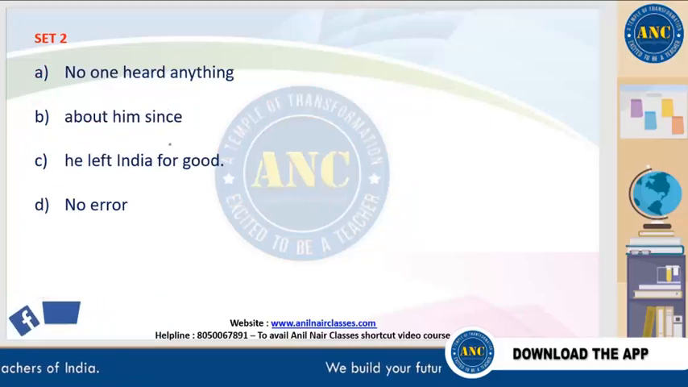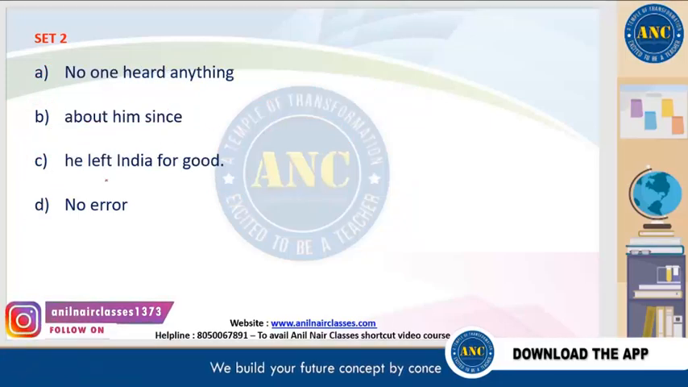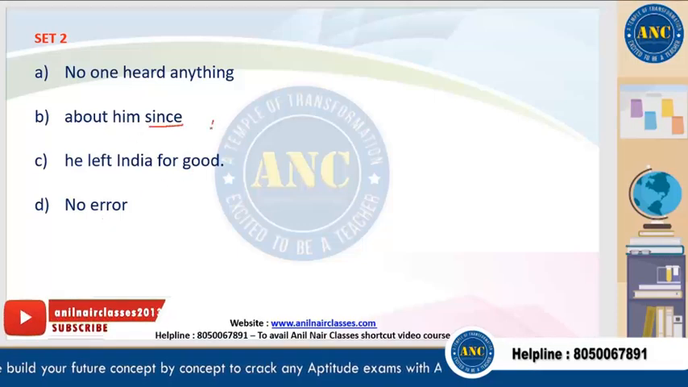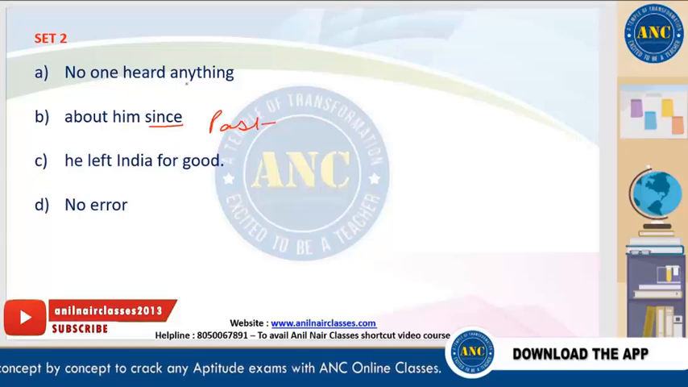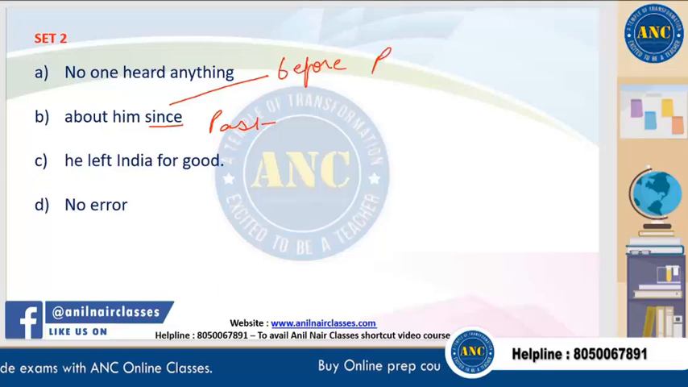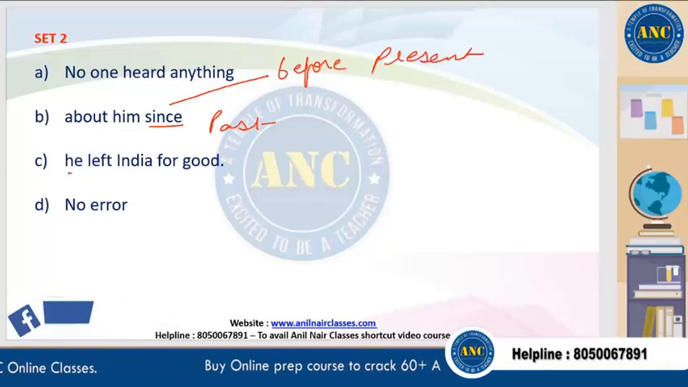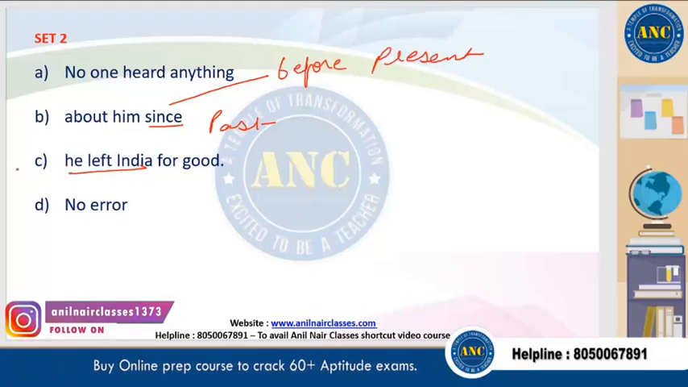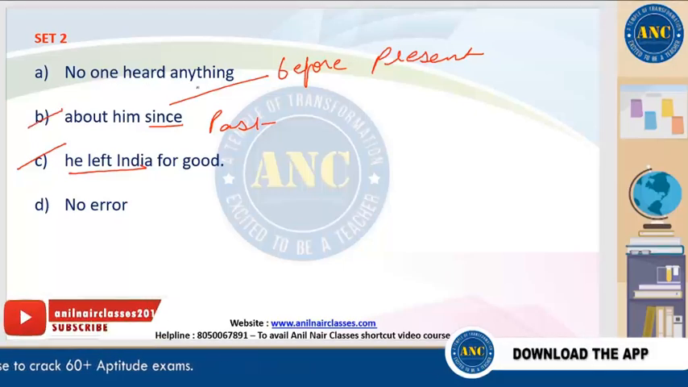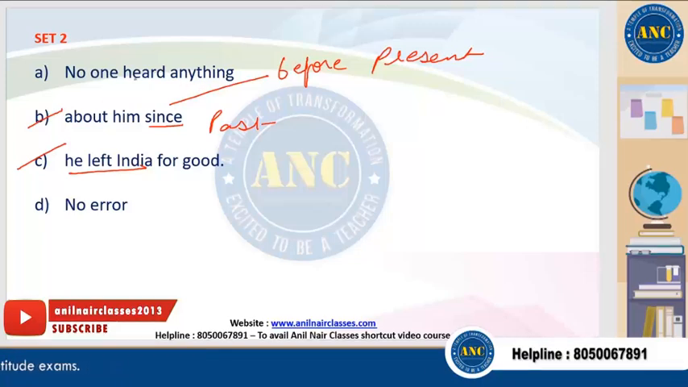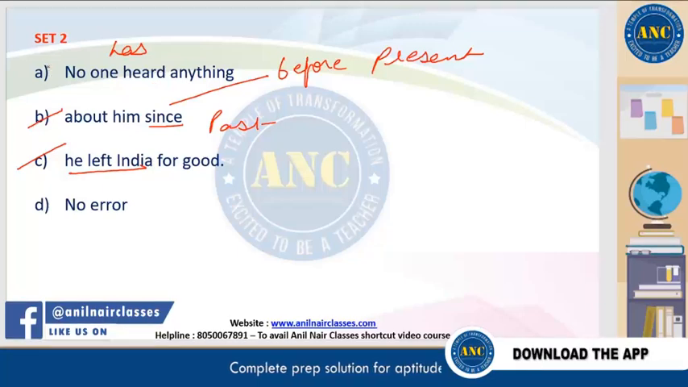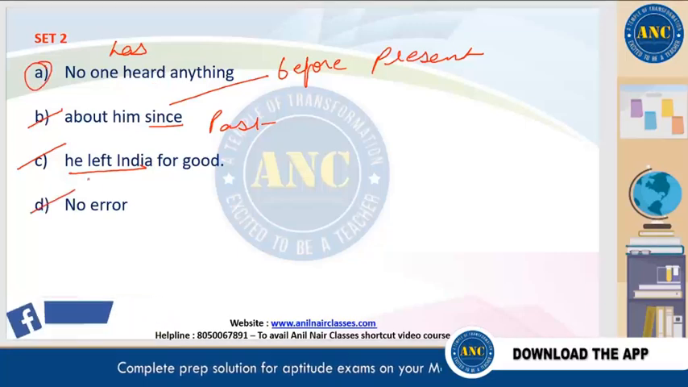Next one. No one heard anything about him since he left India for good. Now after "since" we should have the past. Before "since" it should be in the present tense. So "he left" is fine, so get rid of it. So "no one heard anything" should be "no one has heard anything about him". So it should be A, right answer. Get rid of D also.